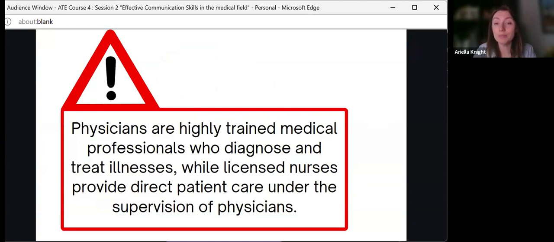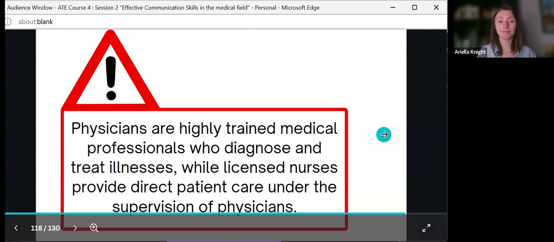By this, we simply mean that physicians do more years of training. So physicians are highly trained medical professionals who diagnose and treat illnesses, while licensed nurses provide direct patient care under the supervision of physicians. So I think everything in the chat was correct. Nurses are in charge of patient care, working closely in partnership with doctors.